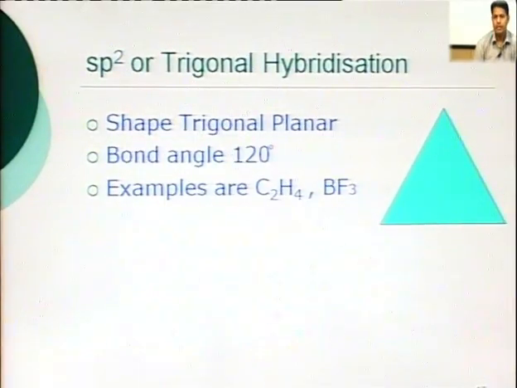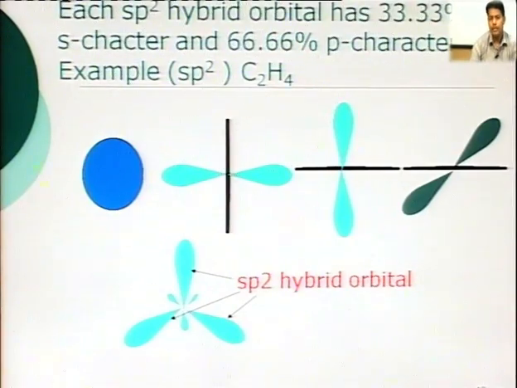The sp2 hybridization is also called trigonal hybridization because the shape is trigonal planar. The 3 orbitals that intermix are at equilateral distance. The angle between them is 120 degrees and the shape is trigonal planar. Examples are ethene and boron trifluoride. Each sp2 hybrid orbital has 33.33% s character and 66.66% p character.